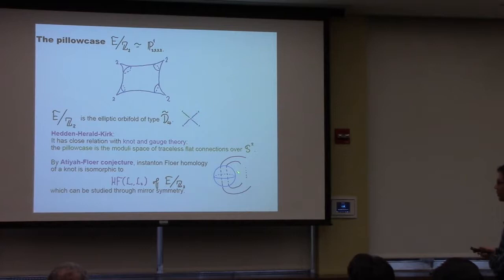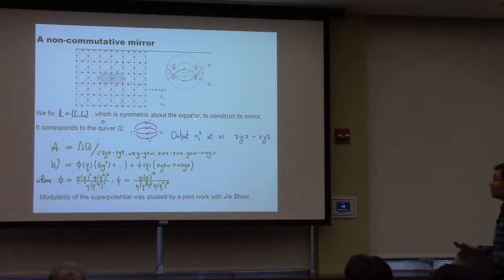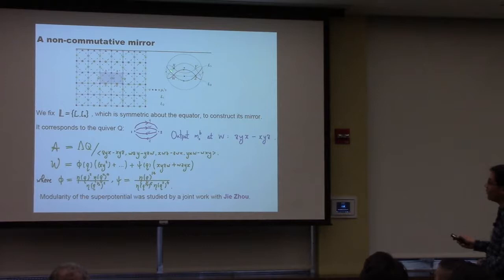Okay, so let's work out the mirror of the Biro case. I just draw the Biro case like this, and then we choose two distinguished Lagrangians which generate the category. So fix these two Lagrangians. Now let's again make it symmetric about the equator to be simple. So it corresponds to this quiver. There are two vertices because we have two Lagrangians, and we have four endomorphisms, so we have four arrows.